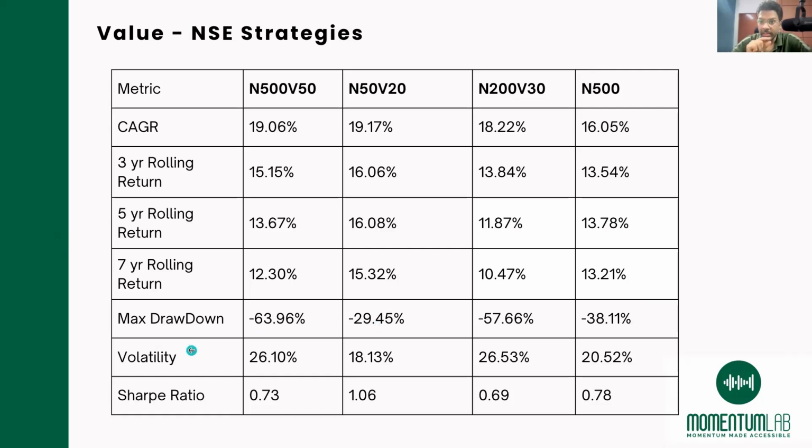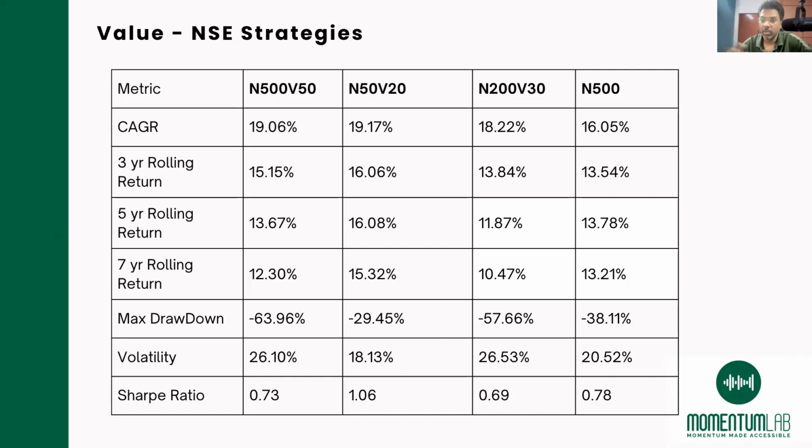And if you take a look at the volatility during this entire 16-year period, you see that the volatility is also less compared to other strategies. The volatility of Nifty 500 value 50 is 26%. Same with the Nifty 200 value 30, 26%. Nifty 500 is 20.5%, whereas Nifty 50 value 20 is only 18%.